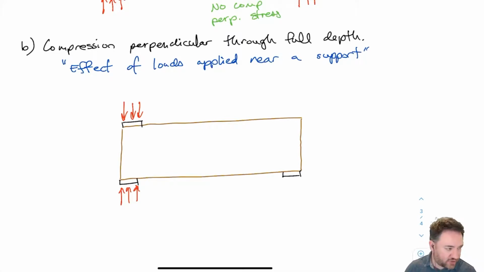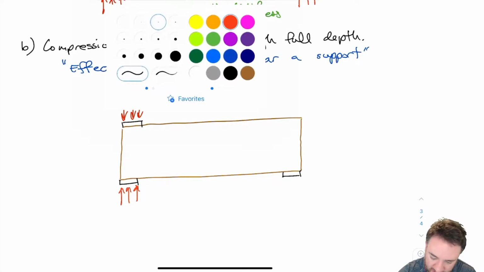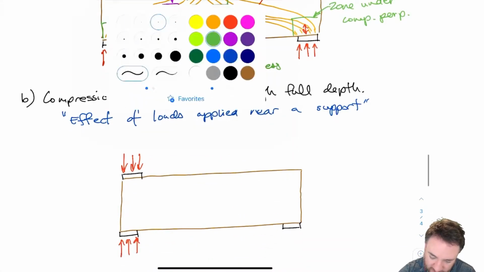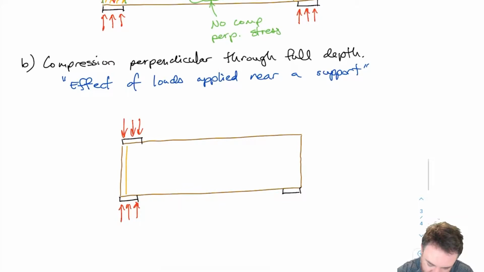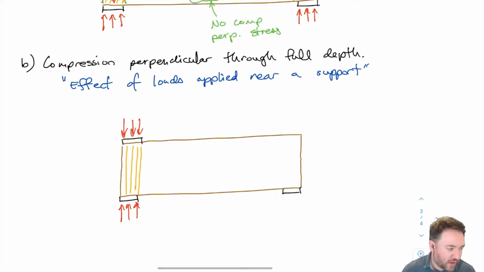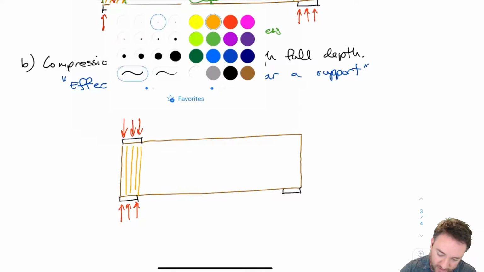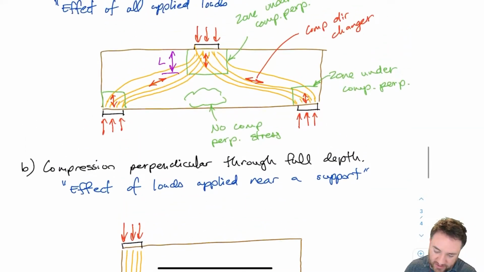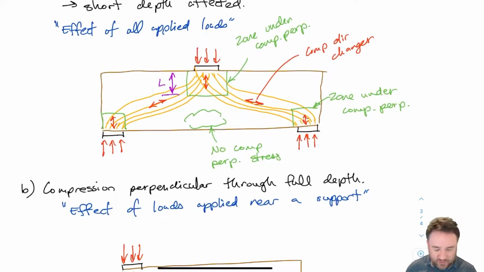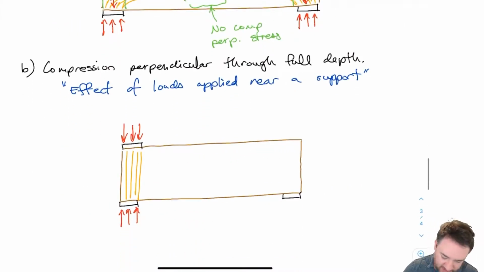Okay, so in this case, I have loads coming from the top, and since they're applied directly over the support, none of those loads get transferred over to the right reaction point. They're all going directly through the beam. So if I'm looking at the stress field, the principal compression stresses are basically straight lines going from the top straight to the bottom. So what is the zone under perpendicular compression? It's basically this entire area here.